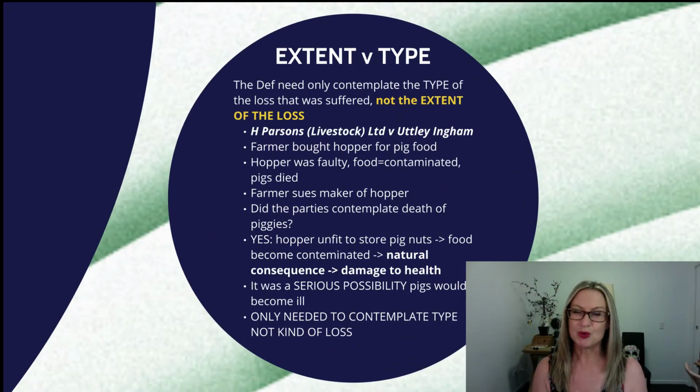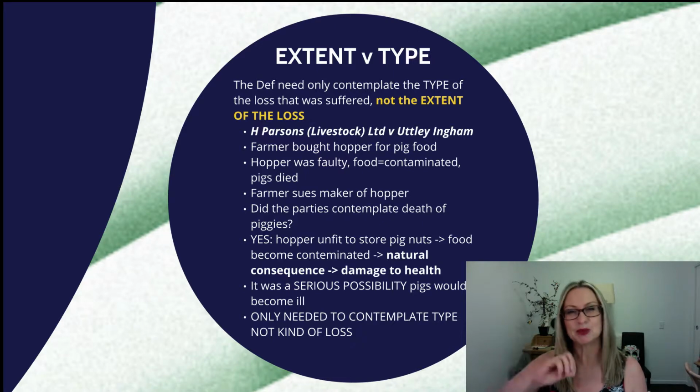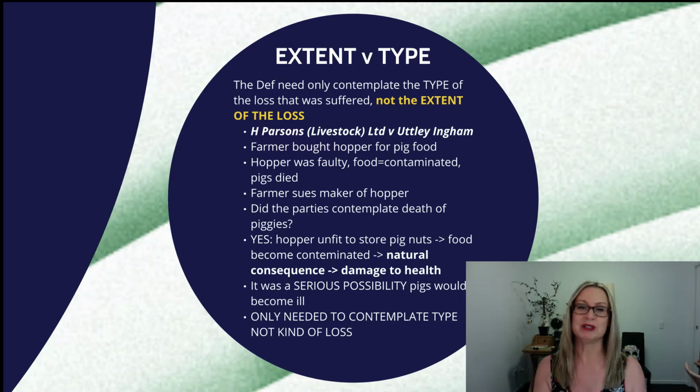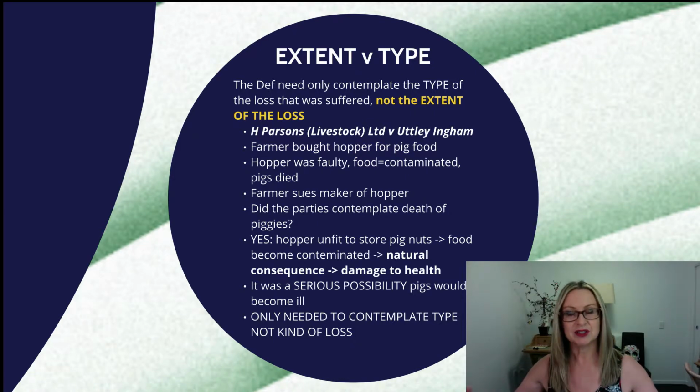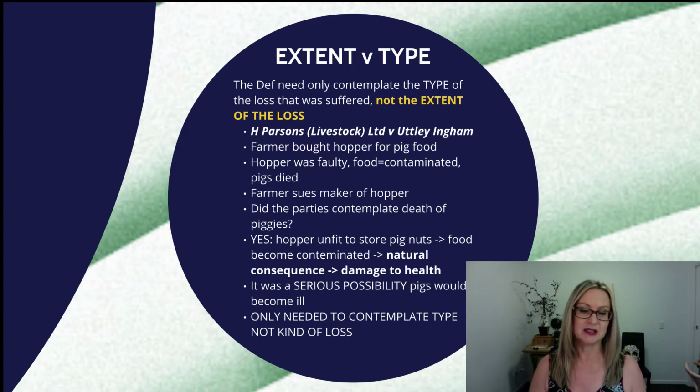But that's not all we have to say on the issue of remoteness. There has been a debate in the courts about whether you need to foresee just the type of loss, the general kind of loss that could be suffered, or do you have to not only foresee the kind of loss that's actually suffered, but also the extent or the magnitude of that loss. And that was decided more favourably for the plaintiff in the Parsons and Utley Ingham case. And there they held that you really only needed to contemplate the type of loss, the general kind of loss, not the extent. Okay, fine point, but one that's needed to clarify certain cases.